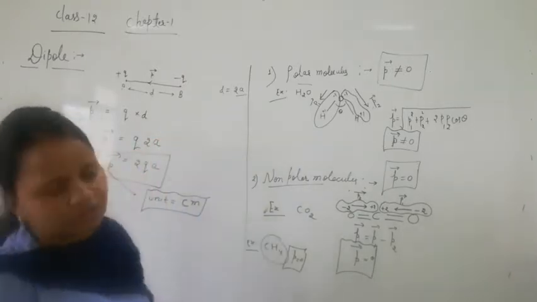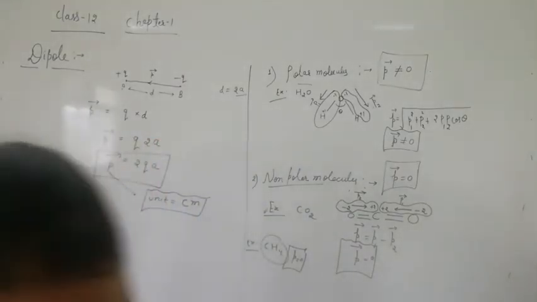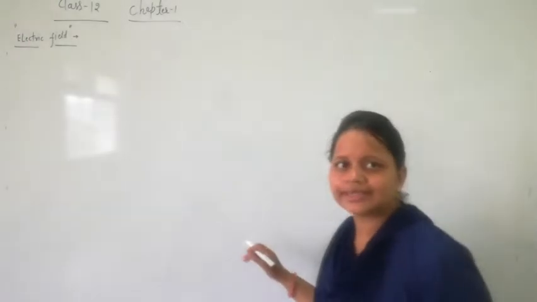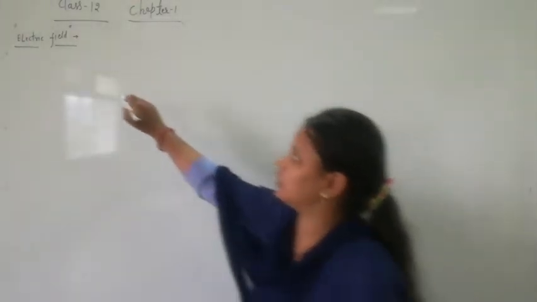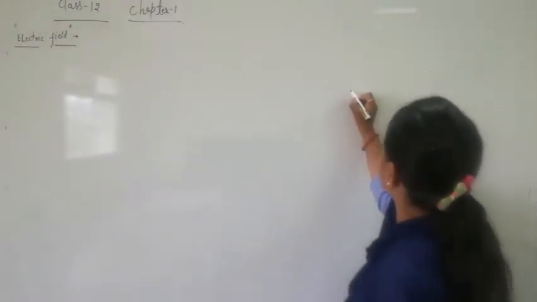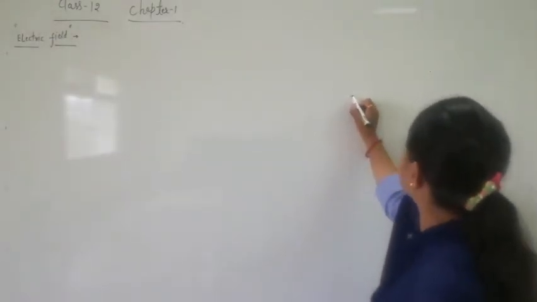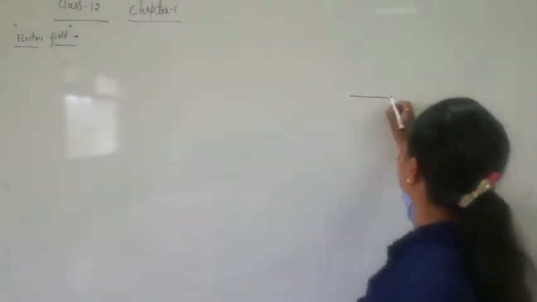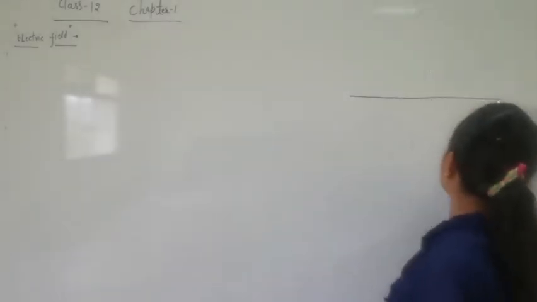So the next derivation starts. Okay, the next point is electric field calculation due to a dipole arrangement. We draw a diagram here. This diagram is very important. Actually, the whole derivation is based on this diagram.